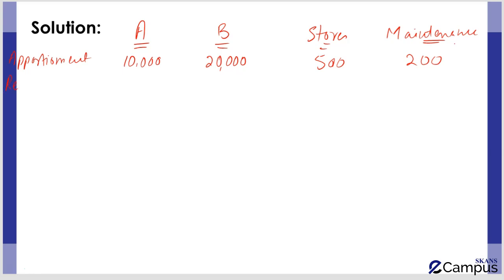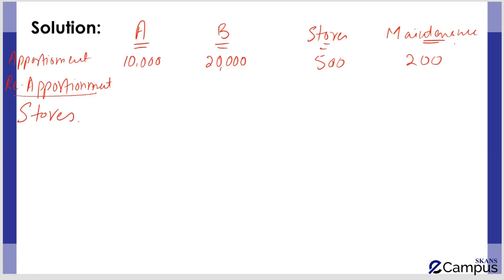Now let's reapportion them. When we reapportion them, the service center that is charging its cost to another service center will be reapportioned first. As from the question, it is clear that stores is charging 10% of its cost to maintenance. So first we need to reapportion the stores department. Guys, remember this is the only method in which you have to consider the sequence. In other methods, there is no condition to maintain the sequence.